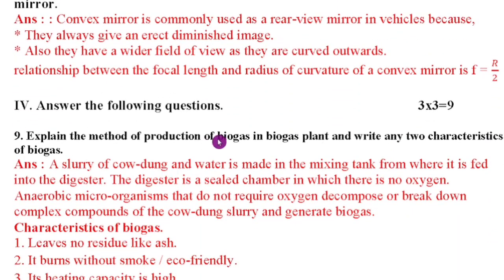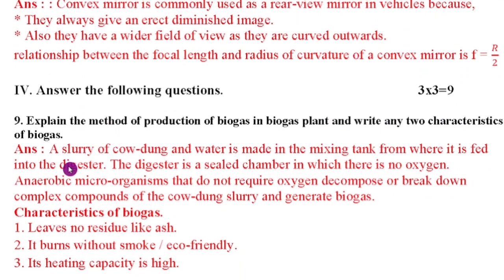Next, fourth main, answer the following questions. Here 3 questions. Each question carries 3 marks, so 9 marks. Ninth question, explain the method of producing biogas in a biogas plant and write any 2 characteristics of biogas. So how is the biogas produced in the biogas plant?